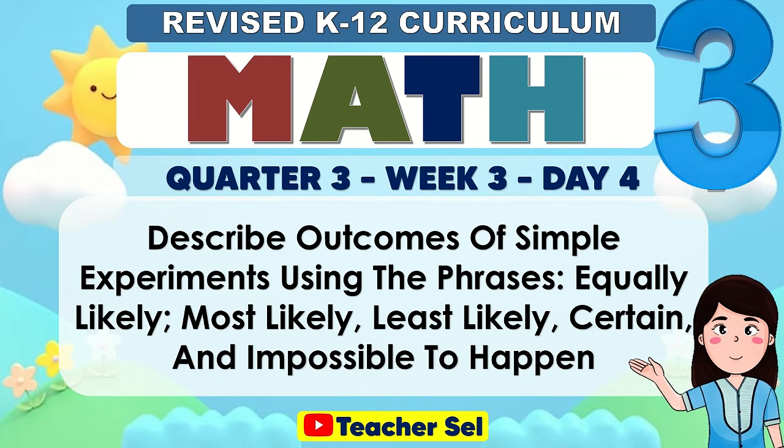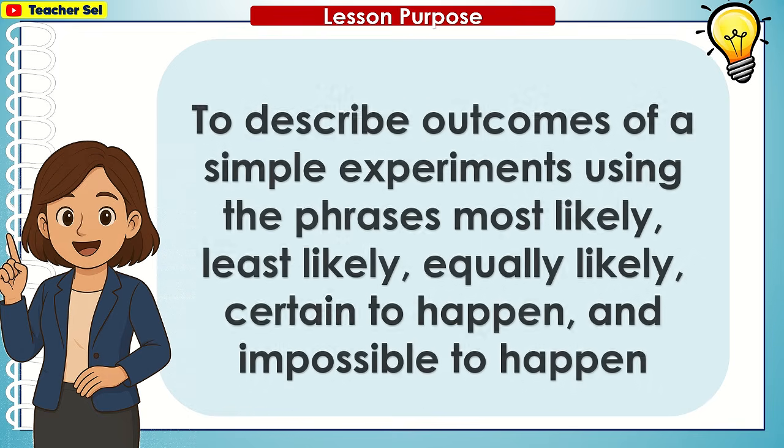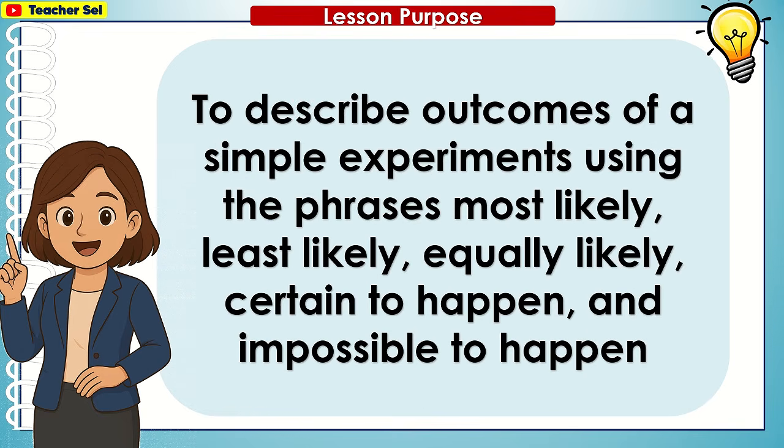For day 4, describe outcomes of simple experiments using the phrases equally likely, most likely, least likely, certain, and impossible to happen. Here is our lesson purpose.